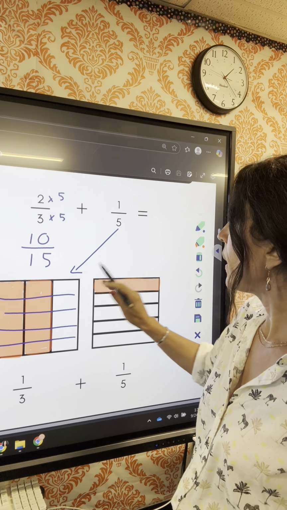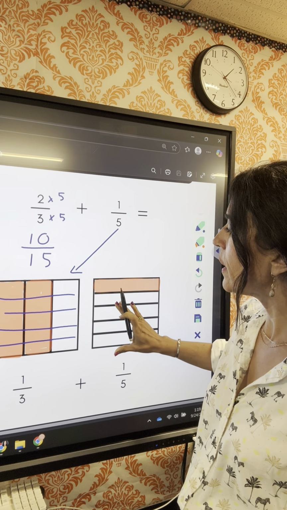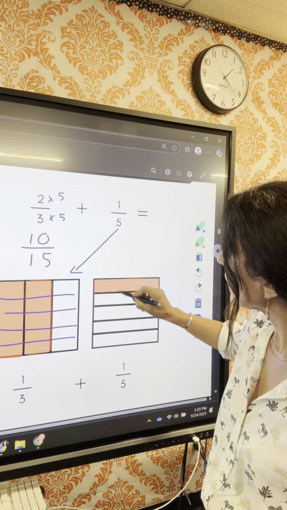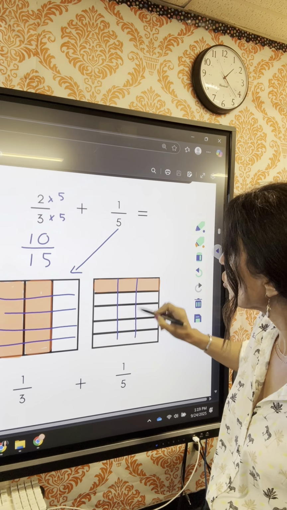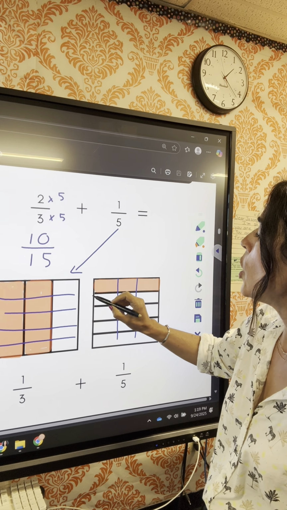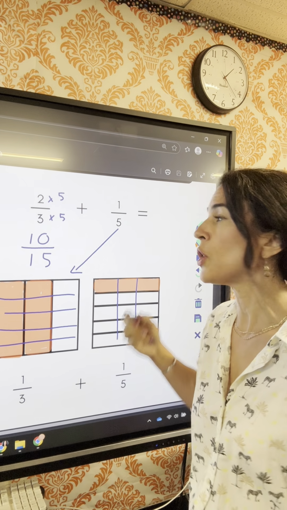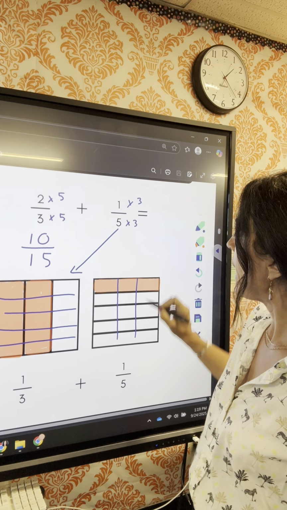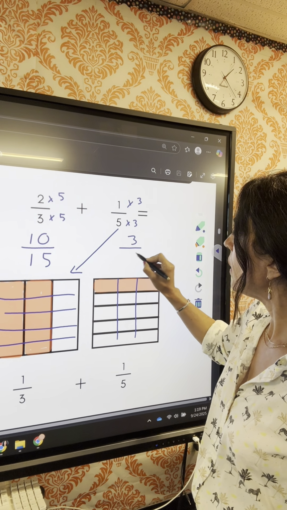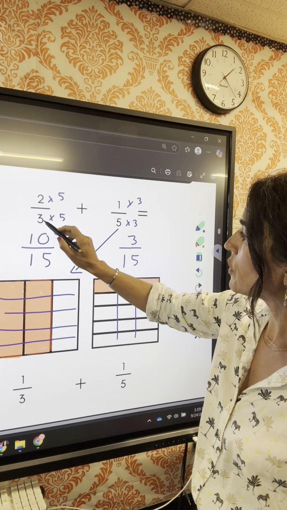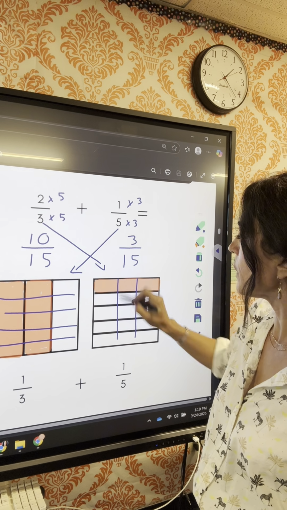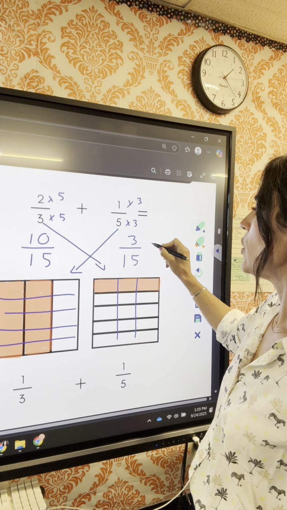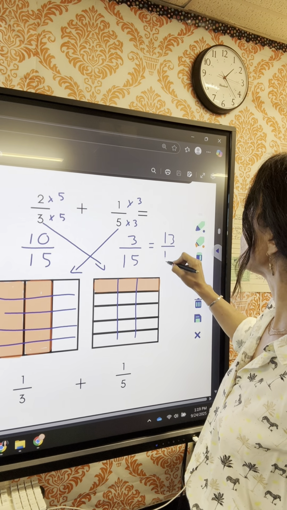Then we want to take our 1/5 and we want to make it into 15ths. So we're taking these same lines and we're drawing them over here because now we are splitting this up into thirds, which is basically the same as multiplying by 3. And now we have 3/15. So again, you're taking that 1 and you're just splitting that up into thirds. And then you just add them together and you get 13/15.